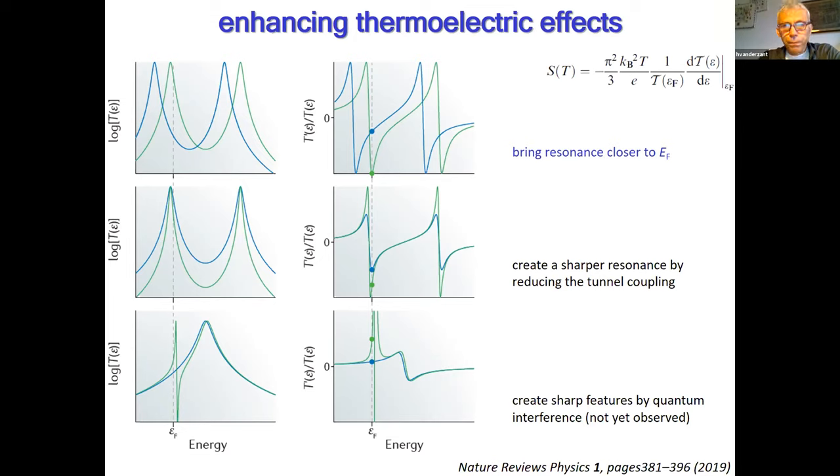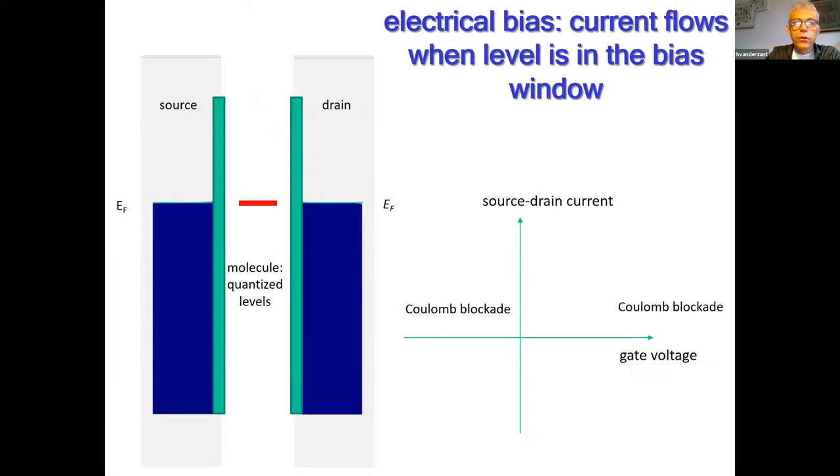But what we want to do is to use the gate to bring the resonance, the molecular level, let's say it differently, closer to the Fermi energy of the leads, and in this way increase the Seebeck coefficient. And how does that work? Well, let's first look at the conductance.